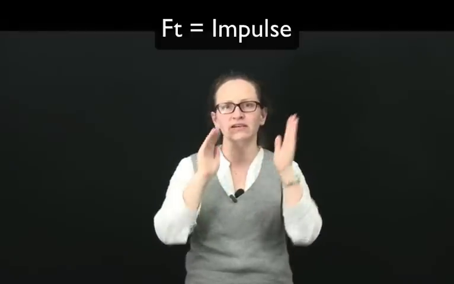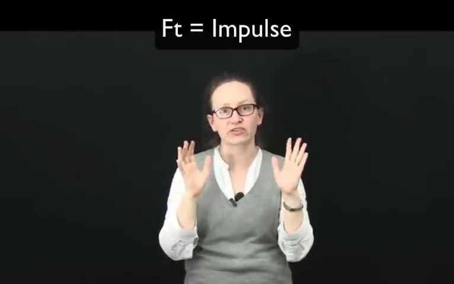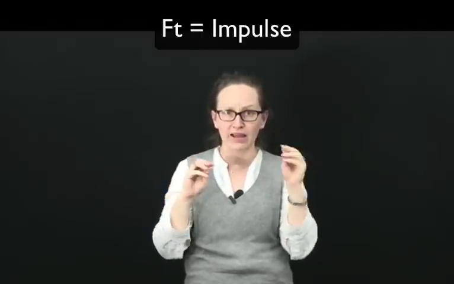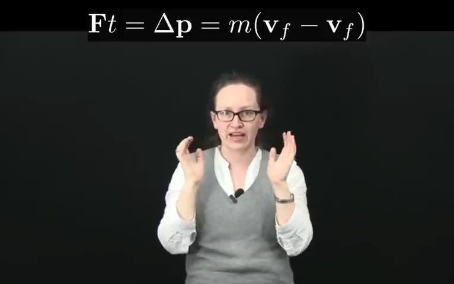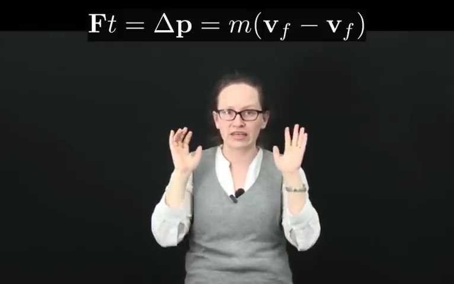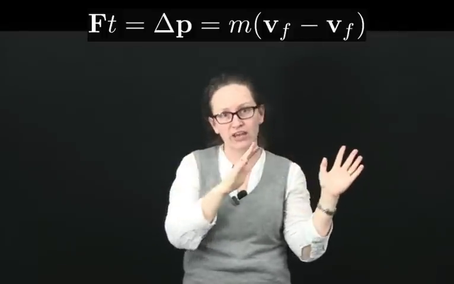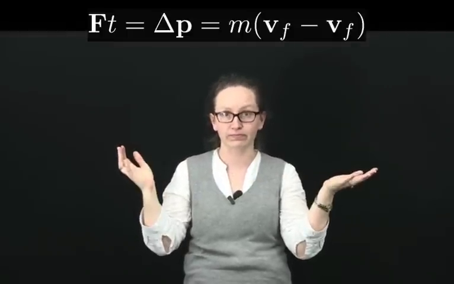So the quantity, force times time, Ft, actually has a special name. It's known as the impulse. The equation that we've just derived, Ft is equal to the change in momentum, is called the impulse momentum theorem, and it says that in order to change the momentum of a body, we need to have an impulse.